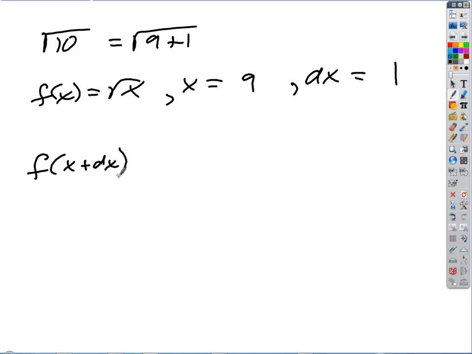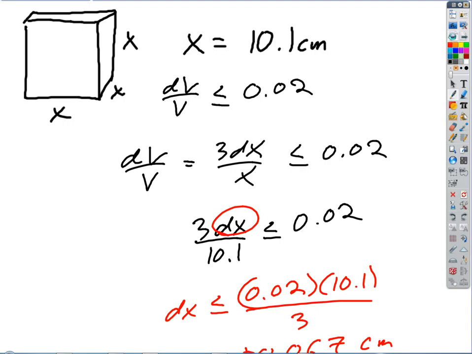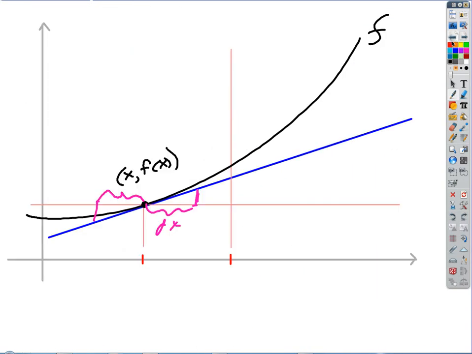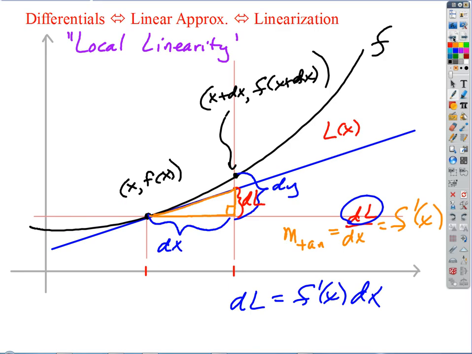Now, we're going to approximate that. That's approximately equal to f of x, which we know, plus dl. Everybody see that? Let me go back to my picture. I probably should have just copied this picture. But right, this part we know: f of x, the square root of 9, is 3. What we're really looking for is how much more than 3 the square root of 10 is going to be. We know it's going to be 3 point something.